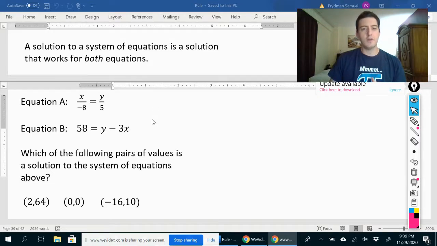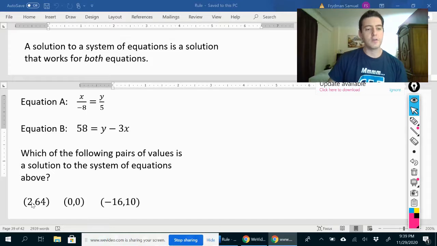In other words, we're looking for a pair of values for x and y that when we put them into this equation, which I called equation A, makes both sides the same. And also when we put it into this other equation, which I called equation B, makes both sides the same. So let's take a look at some potential solutions, and we'll see which one actually is a solution to the system of equations, meaning both equations rather than just one of them.